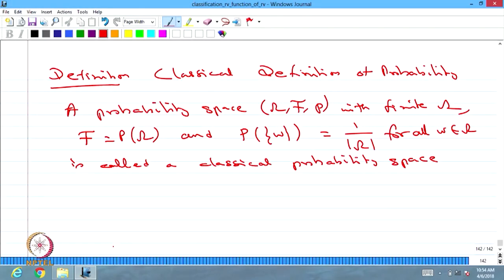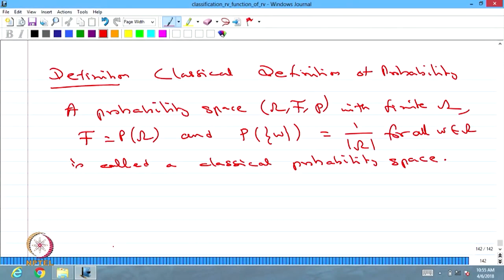We are defining a probability space omega, F, P with conditions on omega, F as well as P. It is basically a special case of a probability space, satisfying that omega is finite and F is the largest sigma field, which is the power set of omega, and the probability measure P is defined on each possible outcome as 1 divided by the total number of elements in omega, which is finite, for all w belonging to omega. If these three conditions are satisfied by a probability space, then that probability space is called a classical probability space. There is another name for this, that is called a Laplace probability space. In this situation, the probability P is called a classical probability.